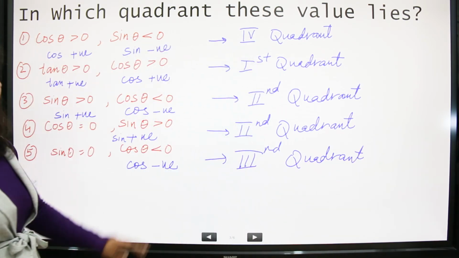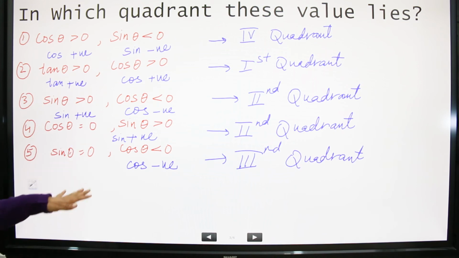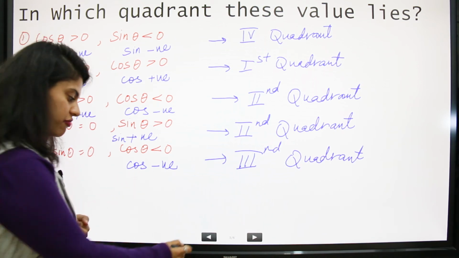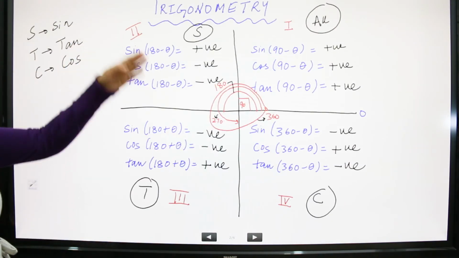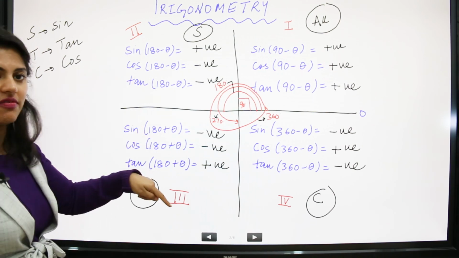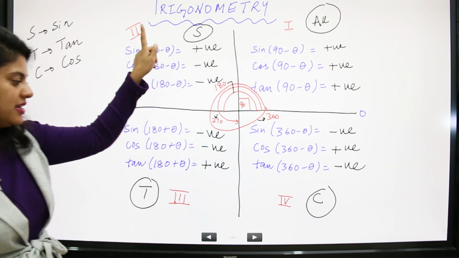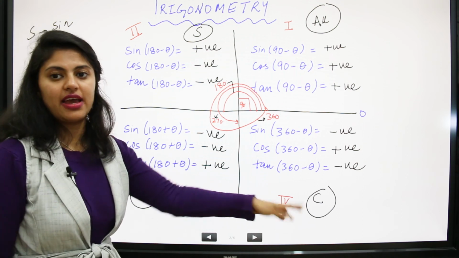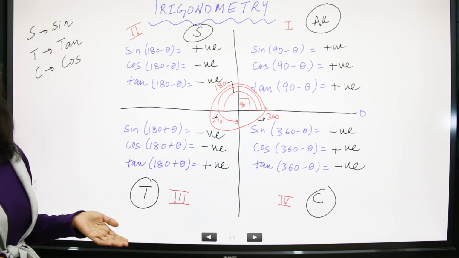Okay, so in this way you can tell for any value which quadrant it lies in. So just remember to learn the table, learn the values, just remember All, Sine, Tan, Cos, and in this way you can find the quadrants.